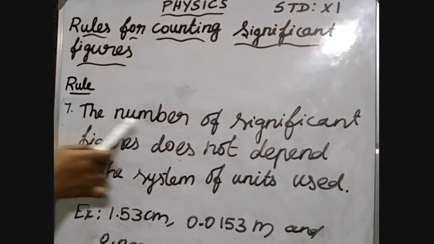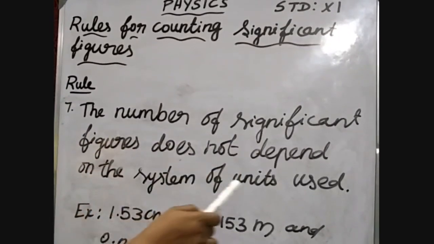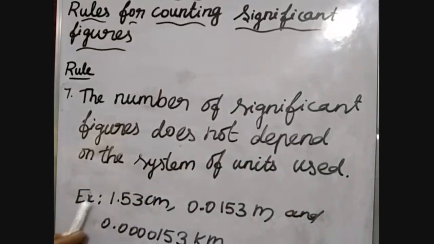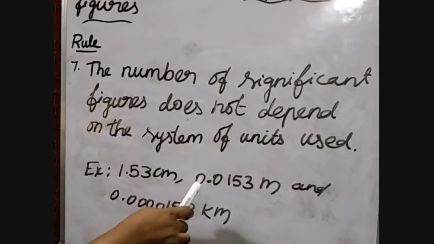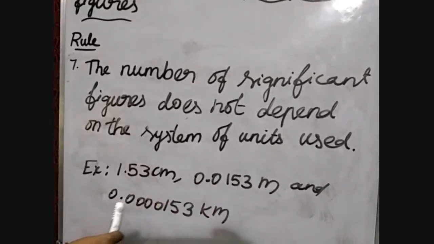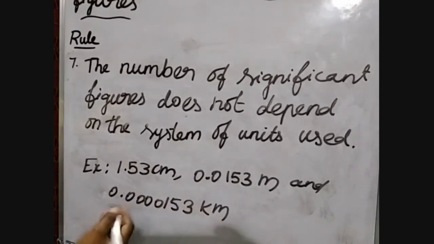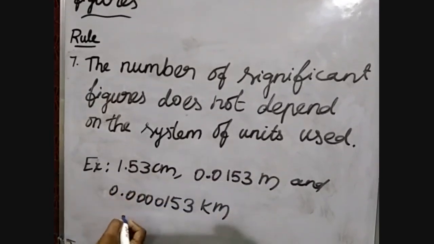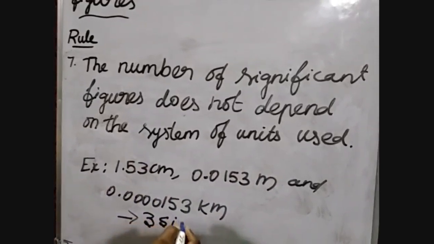Seventh rule, the number of significant figures does not depend on the system of units used. Here, in this example, 1.53 centimeter is equal to 0.0153 meter, which is equal to 0.00000153 kilometer. Here, all these three have 3 significant figures.